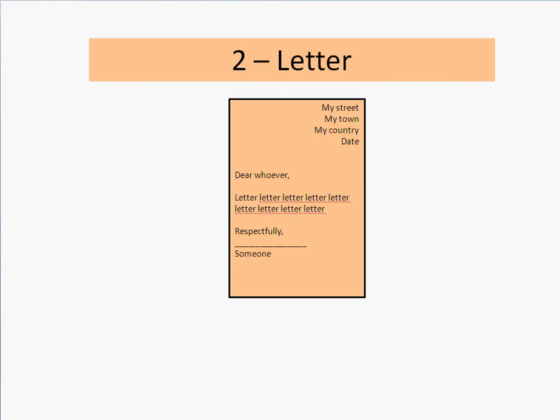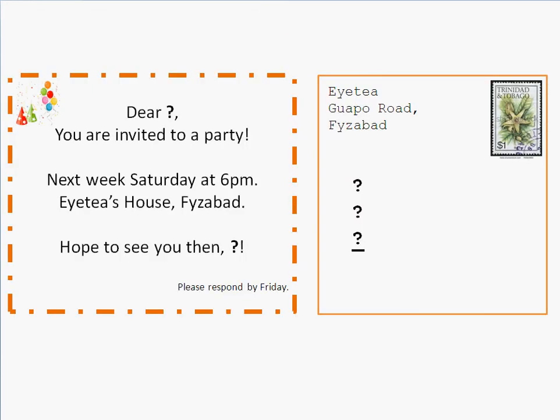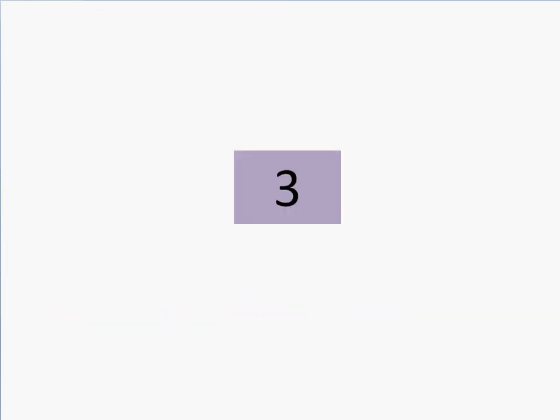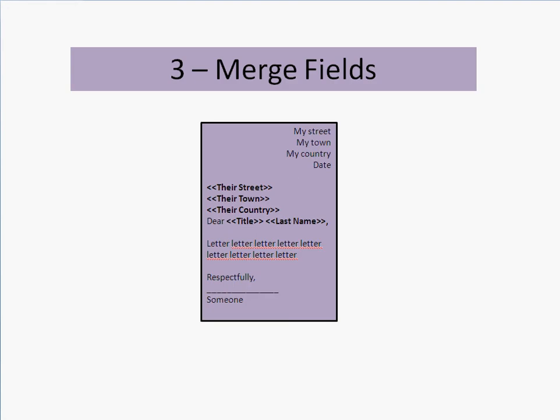Step 2. The letter. Ensure that you have the letter typed, or in our case, the invitation. Step 3. Merge fields. We need to insert the merge fields. That means we have to identify where in the letter or the invitation we want the personalized information to go.